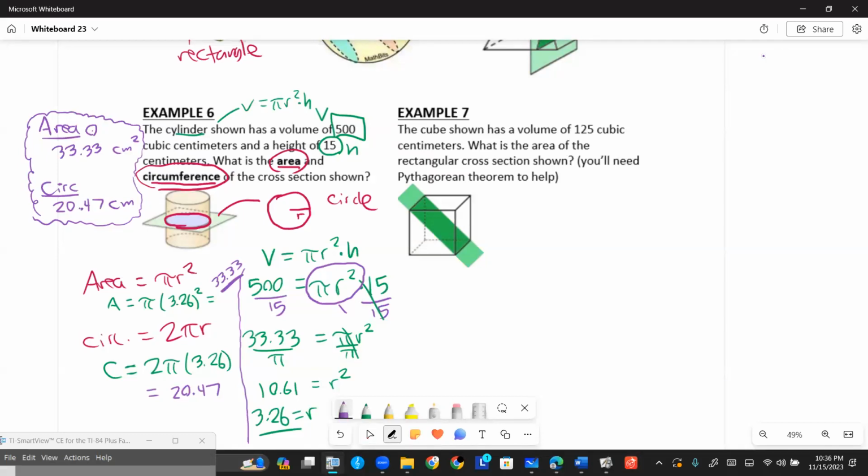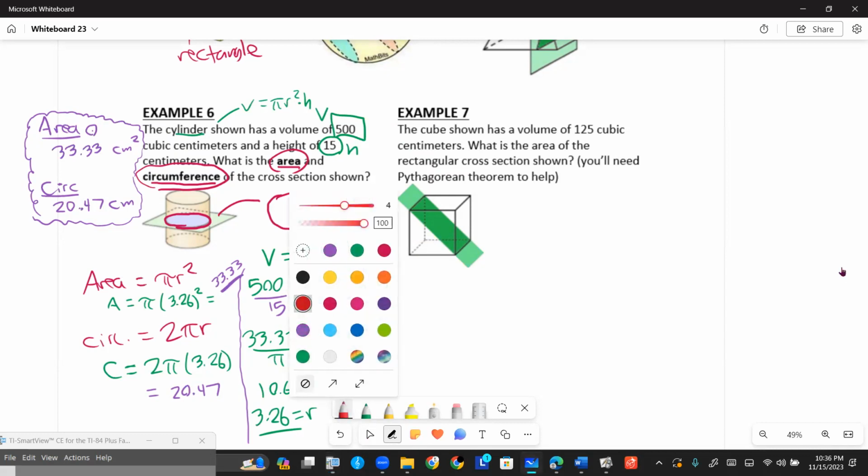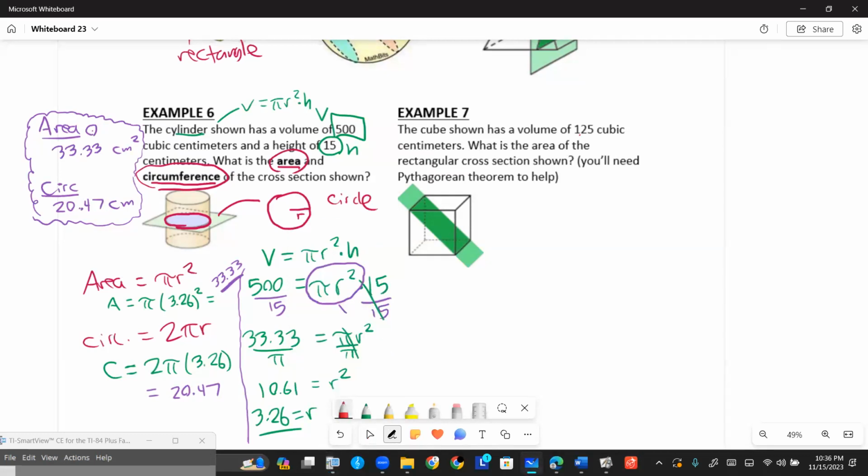Question 7. A cube shown has a volume of 125 cubic centimeters. What is the area of the rectangular cross-section shown? You're going to need Pythagorean theorem for this one. So let's mark what we have. We have the cube that has a volume of 125 cubic centimeters.